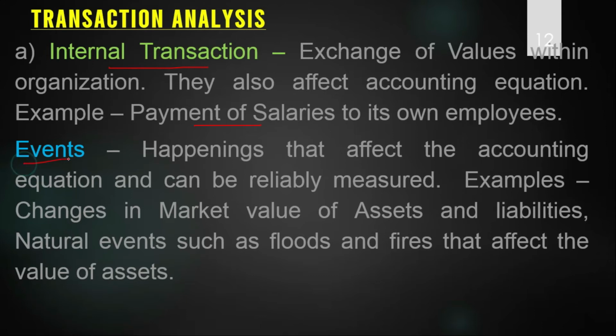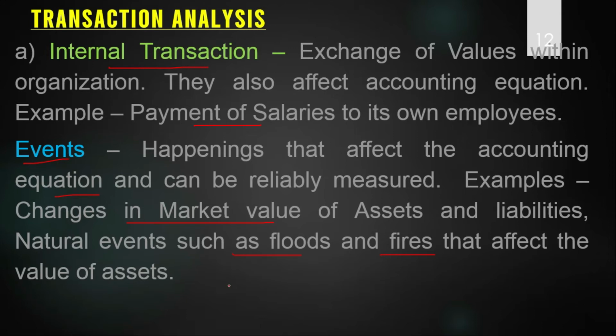Now come to the events. What are events? Events are happenings that affect the accounting equation. The happening can be a change in the market value of the assets. The happening can be floods. The happening can be fires. So these are the happenings. This will happen, and because of this there will be changes in the accounting equation. If there is a flood, supplies may be destroyed. If there is a fire, the supplies or the machinery may be burned to ashes. So because of these floods, fires, and changes in the market value, there will be a change in the accounting equation.